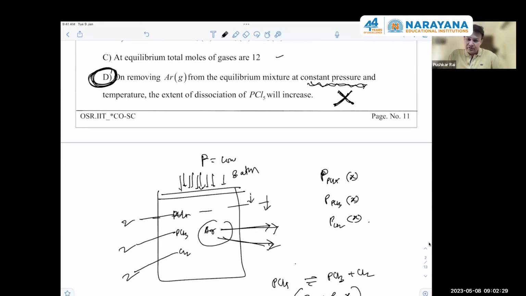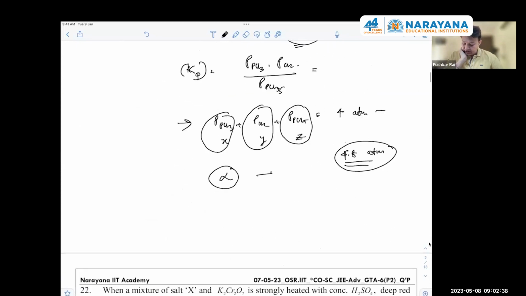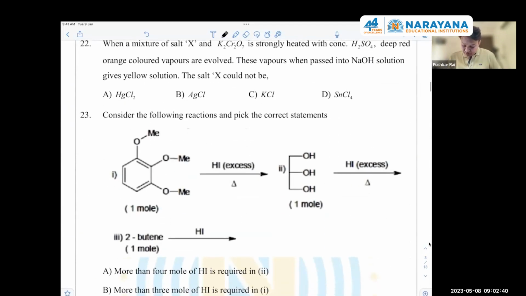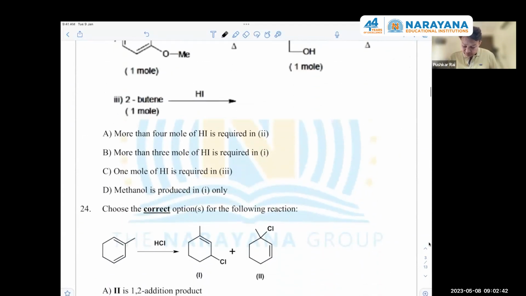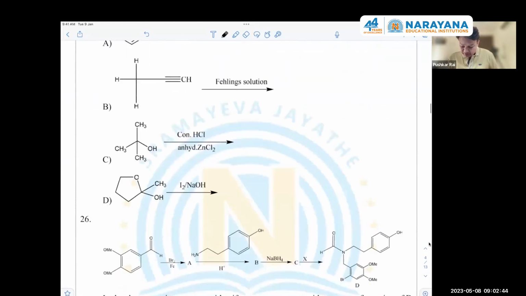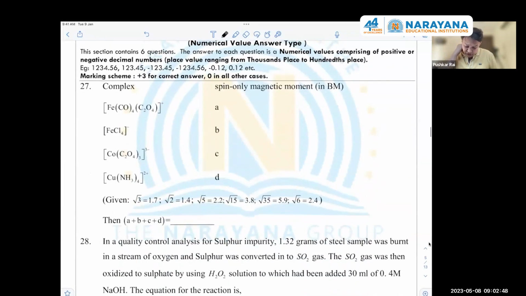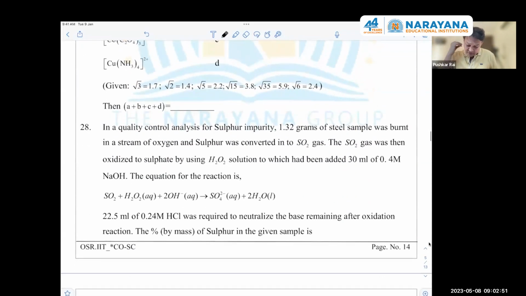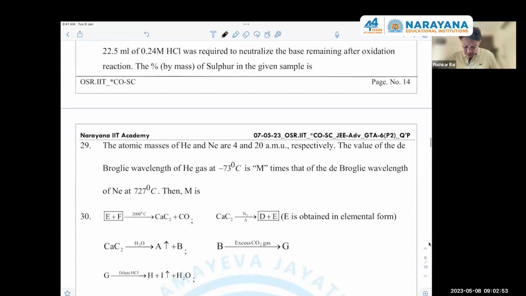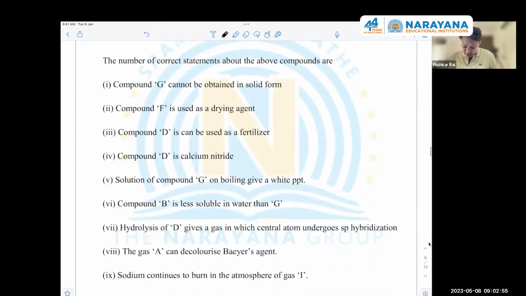It's a very famous question: what happens when you remove or add inert gas at constant pressure? The question is related to that. So I close this discussion, because you don't require going to such depth here. Otherwise, this problem will take half an hour of yours, and then you can't study other questions. I think question number 28 is quite easy. I don't think any discussion is required.